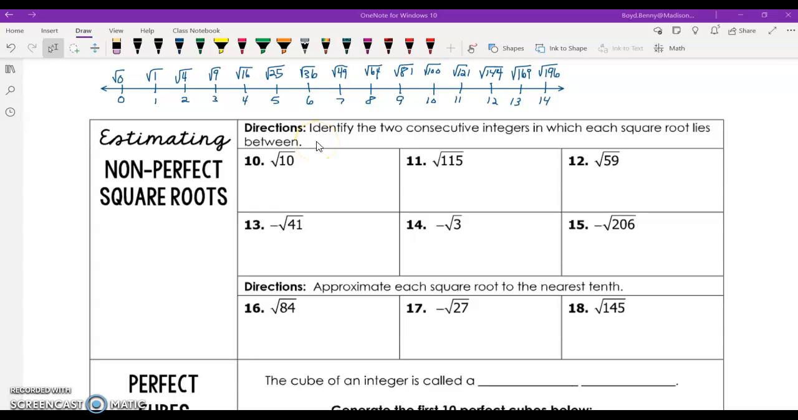In this lesson we're going to look at estimating non-perfect square roots, and then we're going to look at perfect cubes and cube roots.